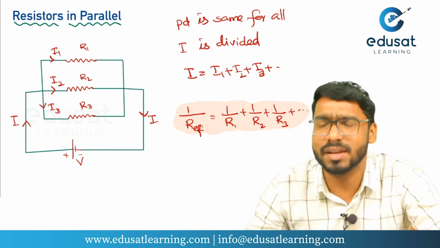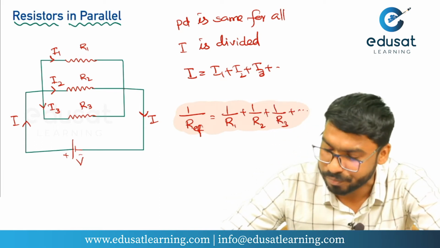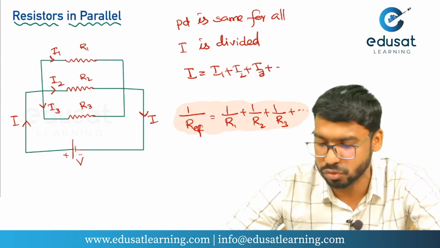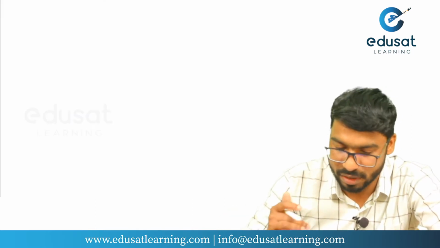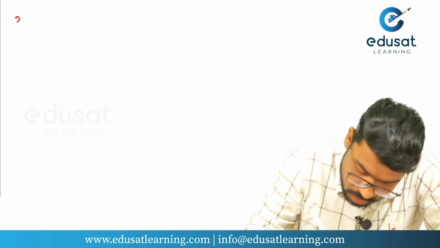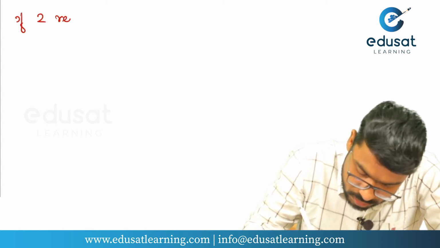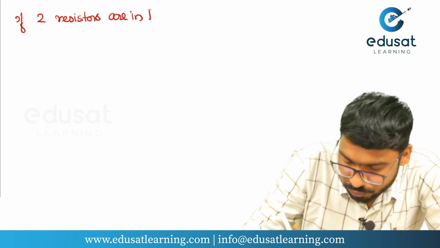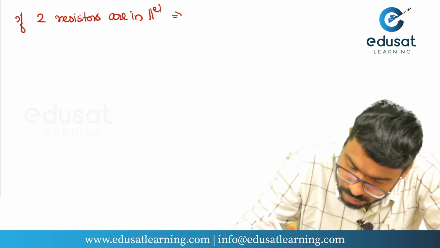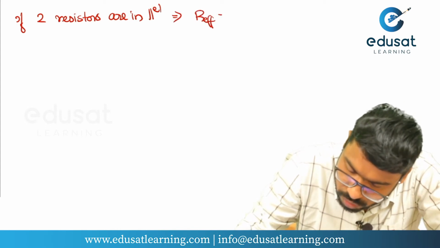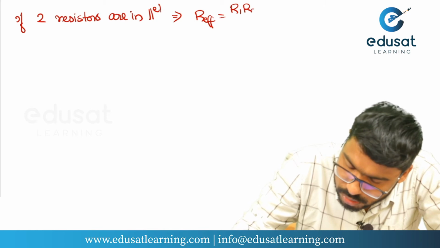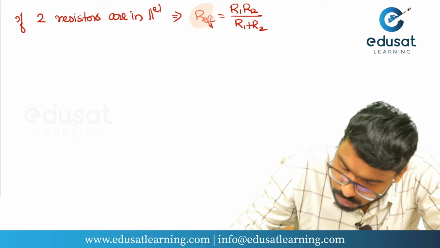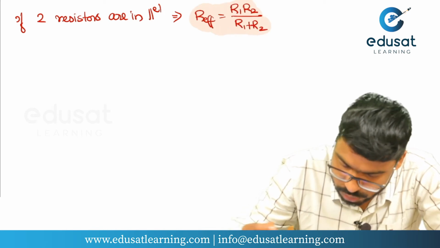If two resistors are connected in parallel, then 1 by R effective equals 1 by R1 plus 1 by R2. By solving, we get R effective equals R1 R2 divided by R1 plus R2.